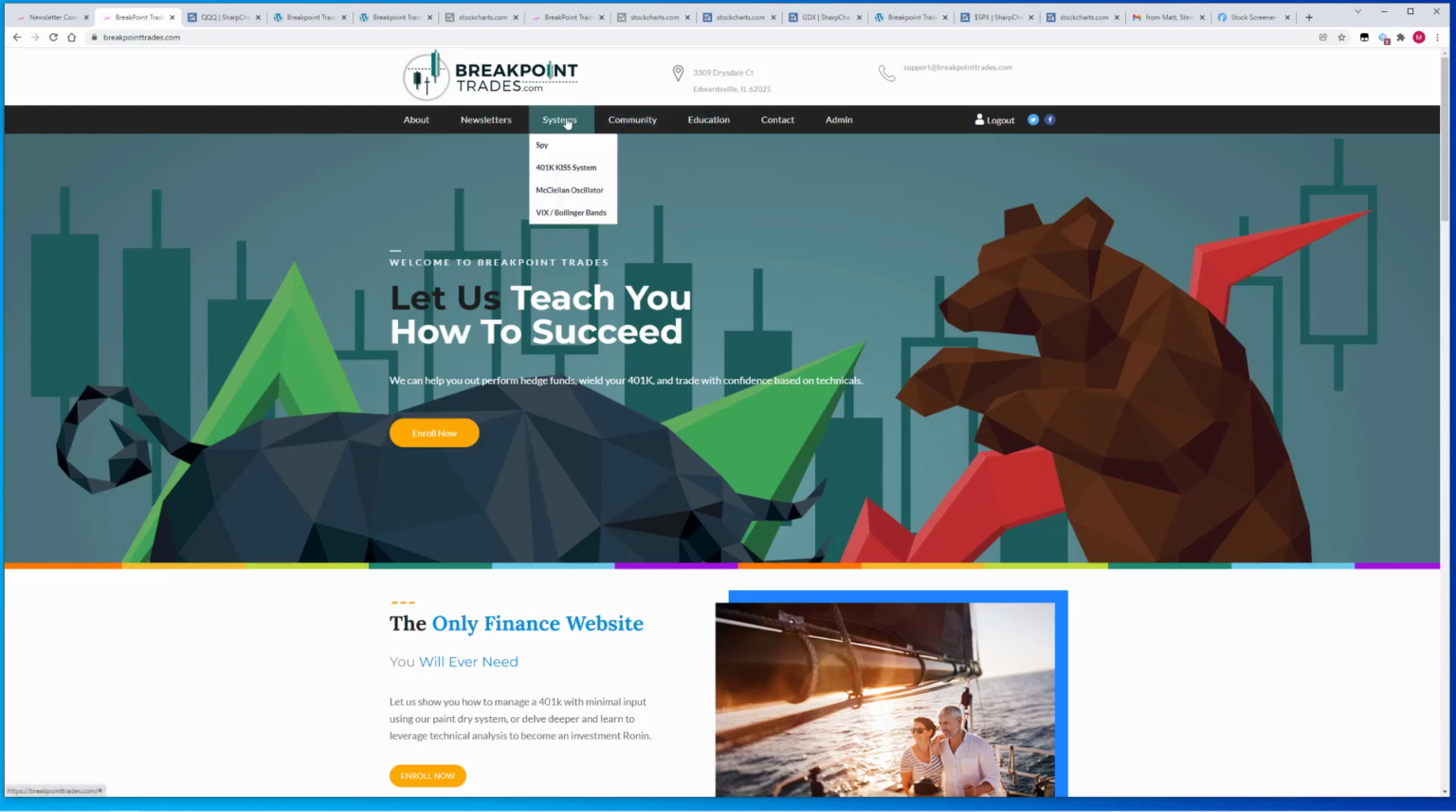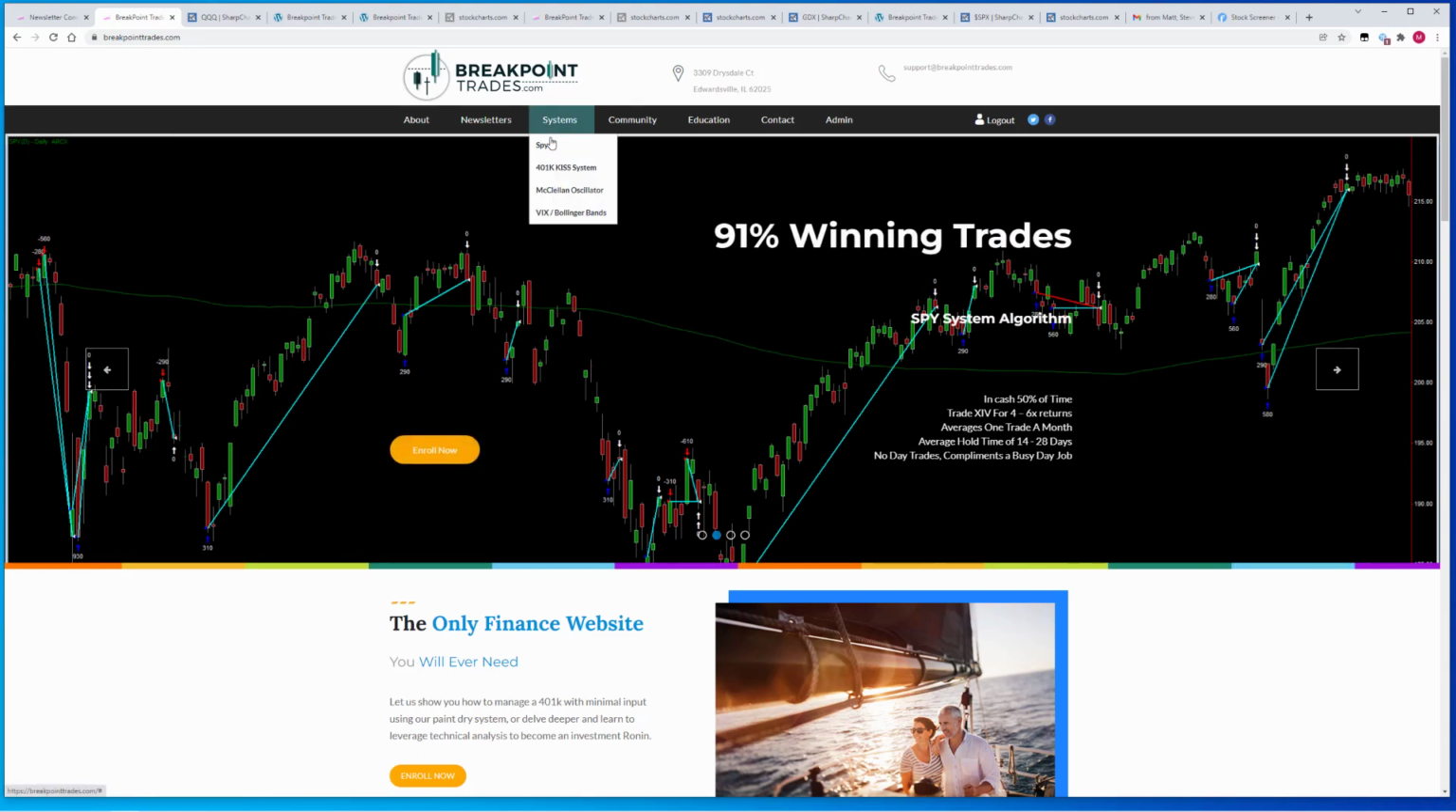So anyway, if you haven't done so, go to the SPY systems section. There's SPY. There's the 401k KISS type system, which is an experimental trend following type system. I'll be discussing that briefly. There's some of these other systems here, reversion to mean, like McClellan, Bollinger Bands, and of course the collection of SPY systems. So click on this.